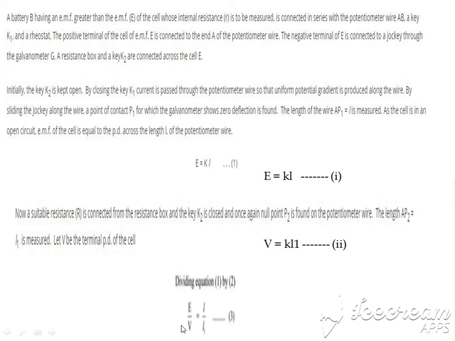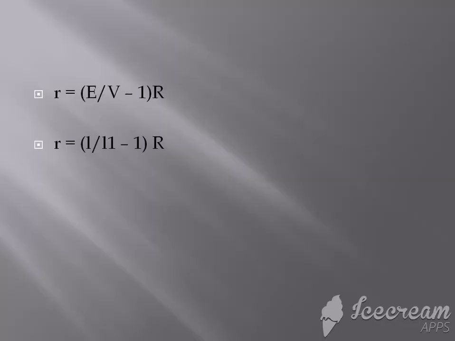But you have to find the internal resistance of a cell. A few videos back, when we were discussing internal resistance, we derived a formula for it: small r is equal to (E by V minus 1) multiplied by R. Now if you substitute the value of E by V, that is L by L1, you get the formula r equal to (L by L1 minus 1) multiplied by R.